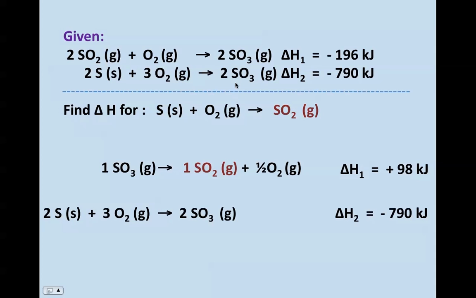I'm going to write it as is because I need this sulfur and oxygen to stay on the left-hand side, or the reactant side. So here I've just simply written it out. Now as you can see, I only need here 1 mole of sulfur, so I'm going to go ahead and also divide all of those by 2. So I have 1 mole of sulfur, now just 1.5 oxygens, and my 1 SO3.